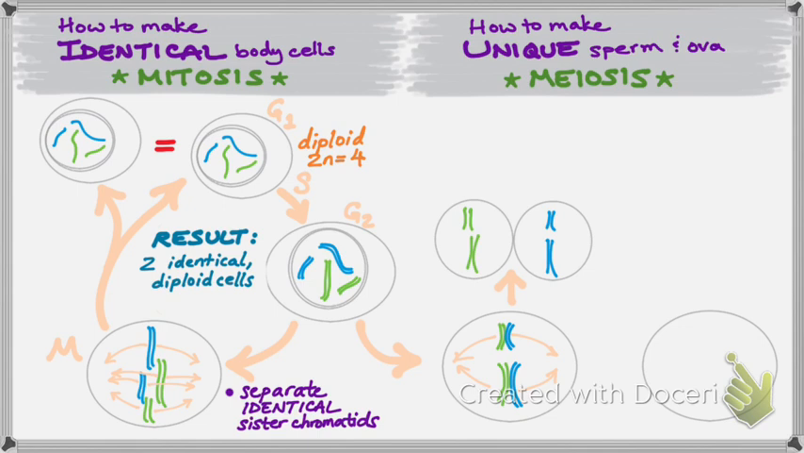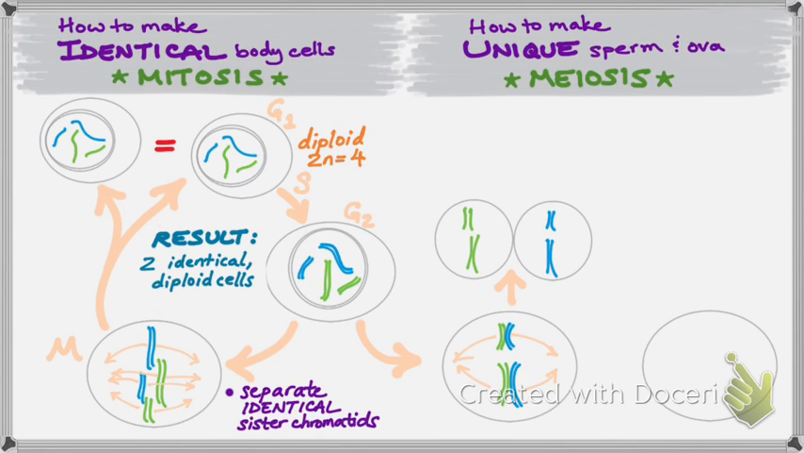Maybe the green is the one you got from your mom and the blue is the one you got from your dad. You're not going to pass both on to your sperm and your eggs. You're going to pass one. By the time we get to the sperm and the eggs, here's the next major difference.